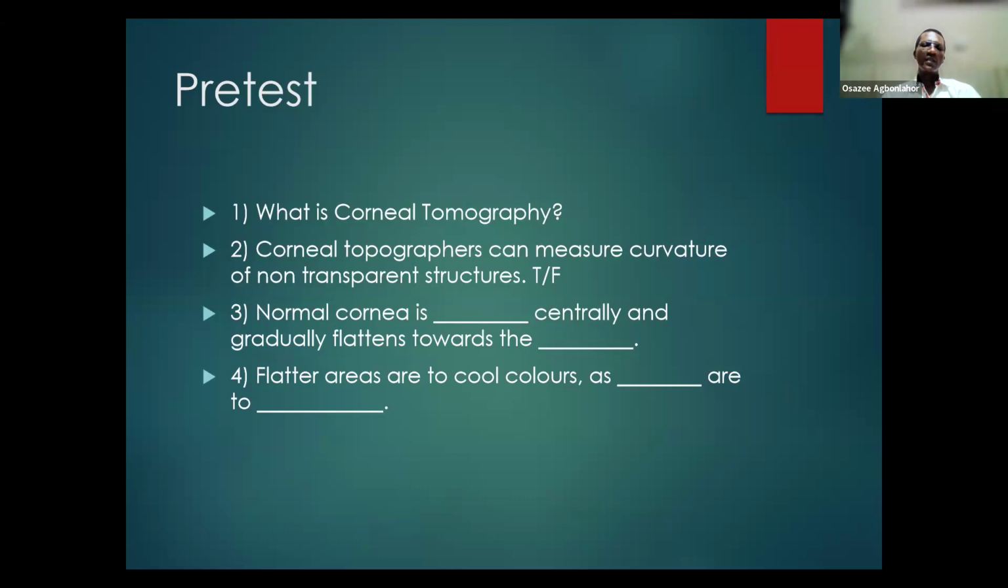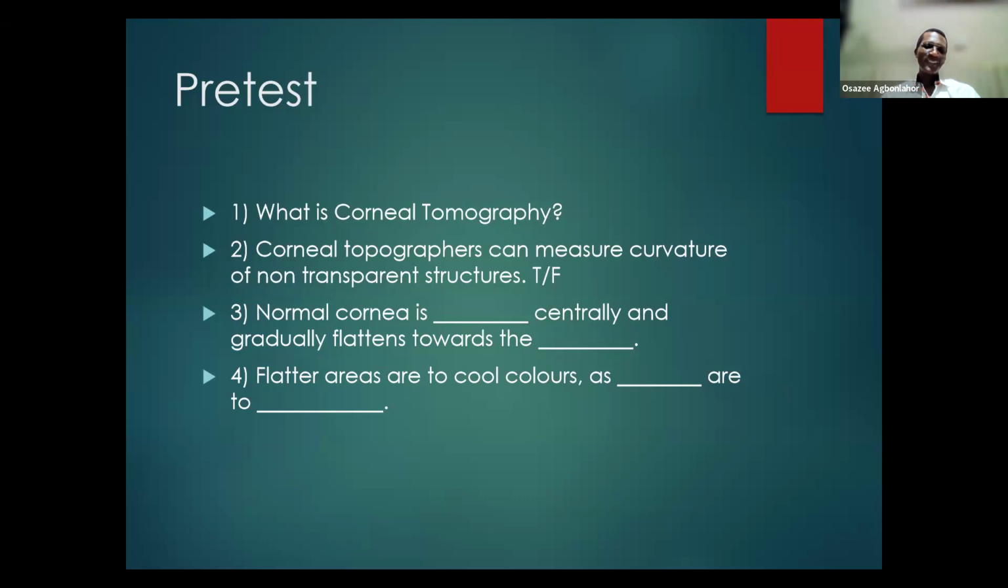Number 3: normal cornea is steep centrally and gradually flattens towards the periphery. I think that's a good question. Like we said, a normal prolate cornea is usually steep at the central and gradually flattens towards the periphery. Number 4: flatter areas are to cool colors, as steeper areas are to warm colors. So that's the answer to the last question.